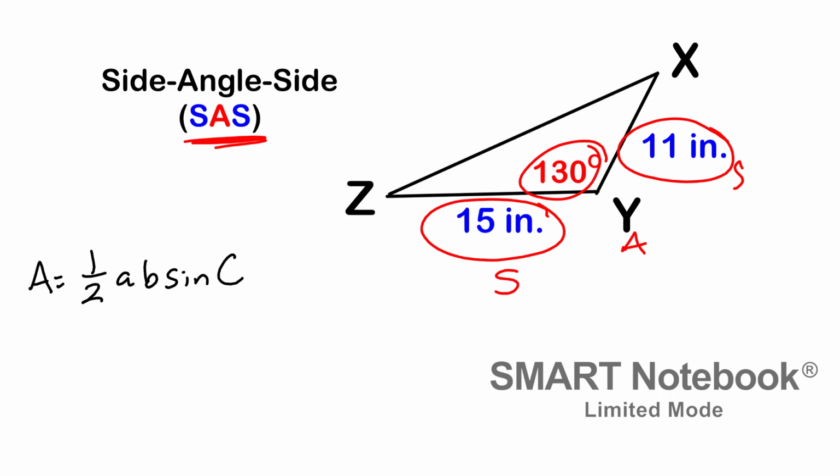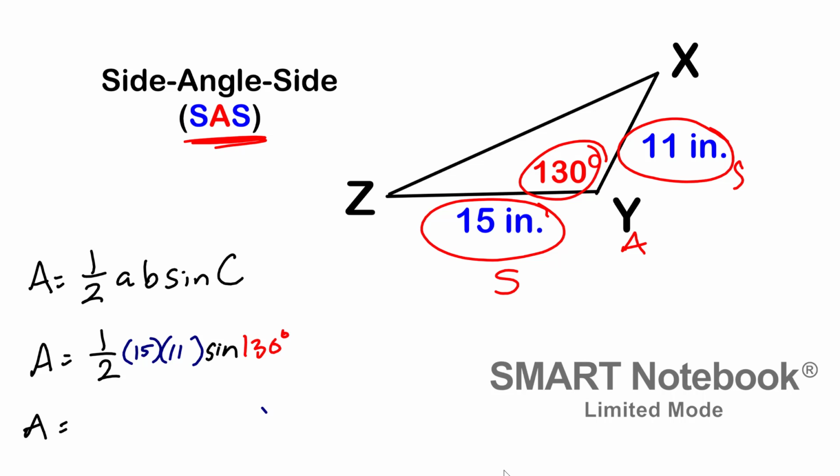First thing we can do, A we know is not going to change. 1/2 is not going to change. But what's A? A is a side. Pick a side to start with. I'll pick this first one, 15. B, that's a side. What side should I go with? It's the other one that I have, 11. And then finally we have sine of the given angle that's in between those two. The angle that's in between those is 130 degrees. Again, I see that I have all numbers, straight up calculation. 1/2 times 15 times 11 times sine of 130.